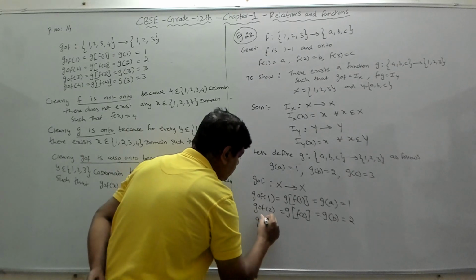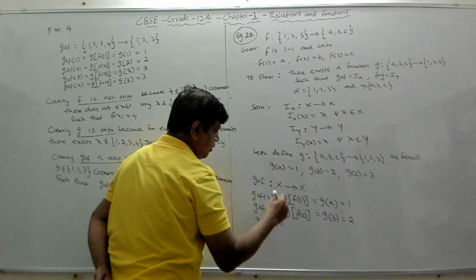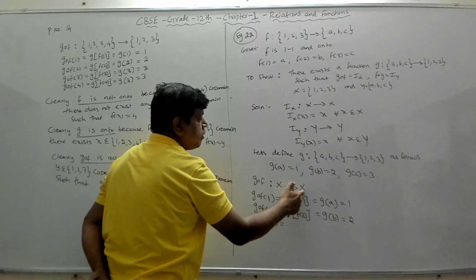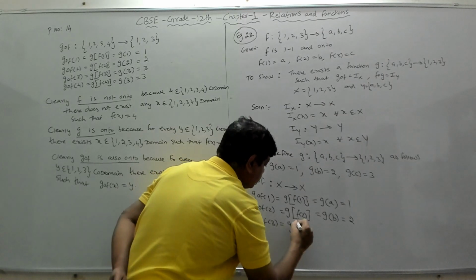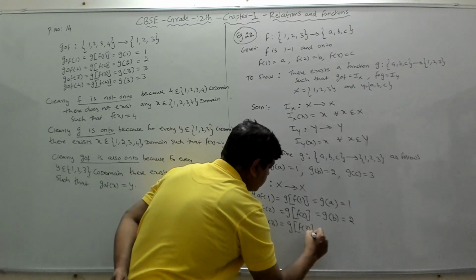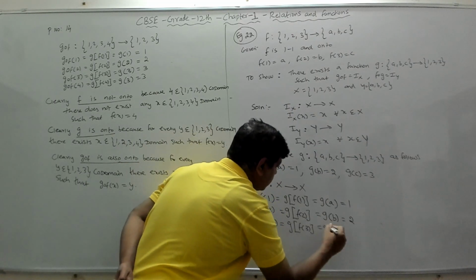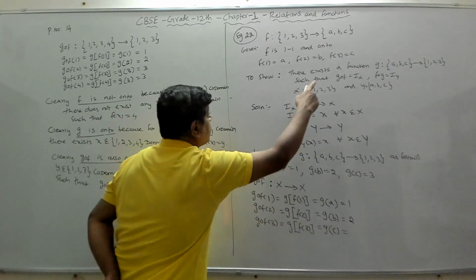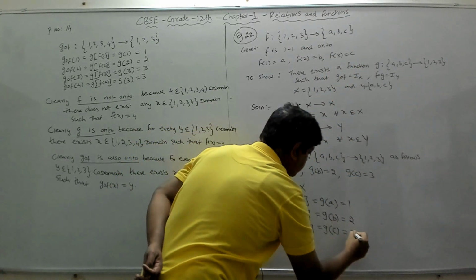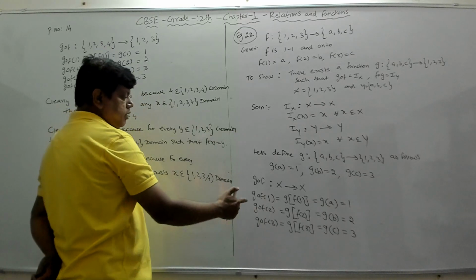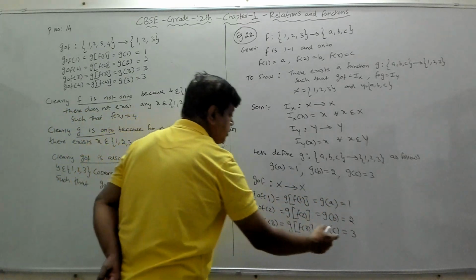The last element, G of F of 3, the last element in the set X. For every element in this set, it should be mapped to an element here. So G of F of 3 is G of, what is F of 3? F of 3 is C. And what is G of C? G of C is 3. So what we have seen: G of F of 1 is 1, 2 goes to 2, 3 goes to 3.